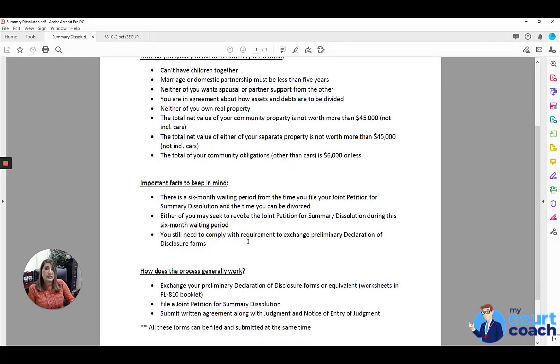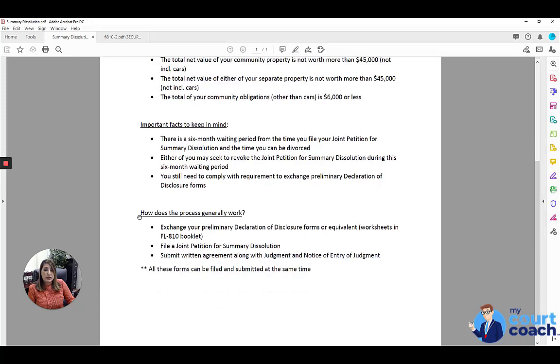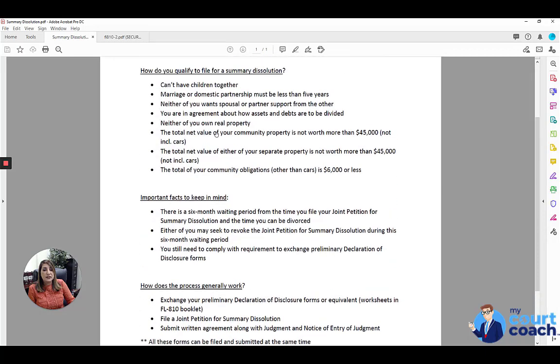Just like with a divorce, you do still need to comply with the requirements to exchange preliminary declaration of disclosure forms or their equivalent. So how does the process work? Unlike a divorce where you file first and then serve your disclosure forms, you would first exchange your preliminary declaration of disclosure forms or equivalent. The FL810 booklet does have some worksheets in there that you could use if you don't want to use the declaration of disclosure forms. You will need to then file a joint petition for summary dissolution, and that basically just goes over these factors above here, and you just have to check the boxes saying that you don't have children, you don't own real property, etc.